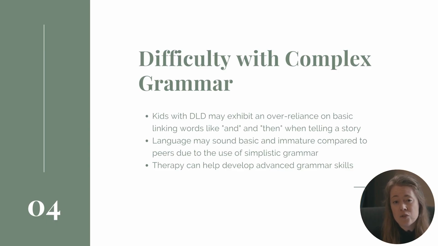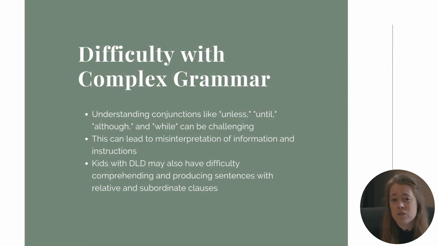Our kids may also struggle to understand and use words called coordinating conjunctions. Examples of these words include unless, until, although, and while. When students do not understand these words, they may misinterpret information or follow instructions incorrectly. If they do not know how to use these types of words, their expressive language may appear very simplistic and immature, both when speaking and when writing.